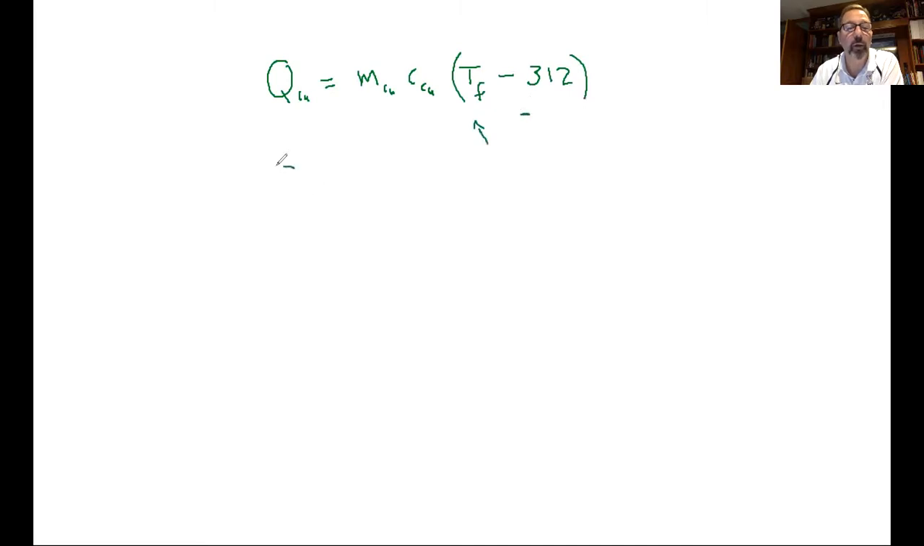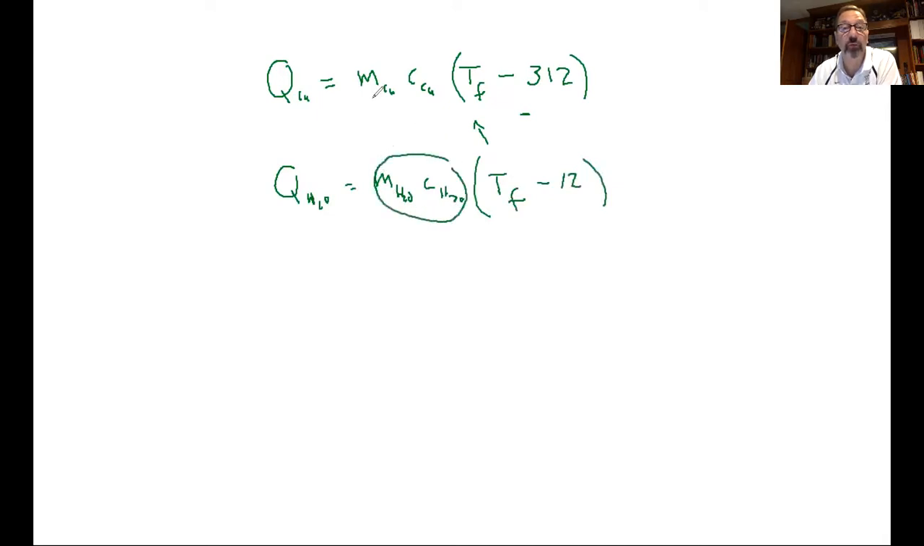All right, but look at the water, H2O. Same equation, only mass of the H2O, specific heat of the H2O, same temperature final, because eventually it comes to equilibrium, but this is going to be minus, what's the initial temperature, 12 degrees C, right? And again, you know these numbers, you can just multiply them together. That's just a coefficient basically out in front.